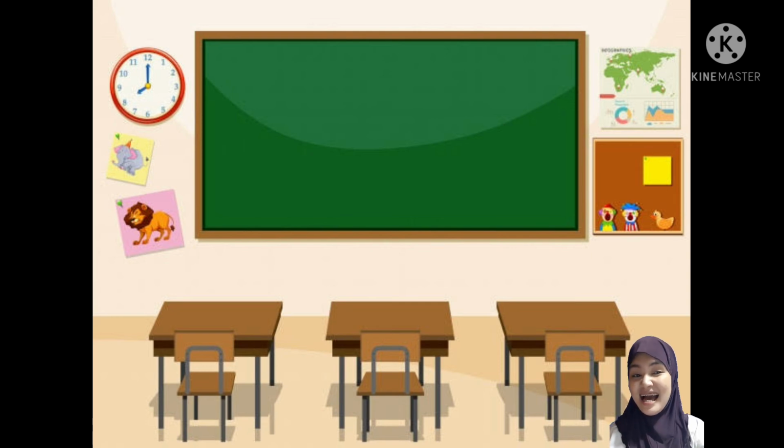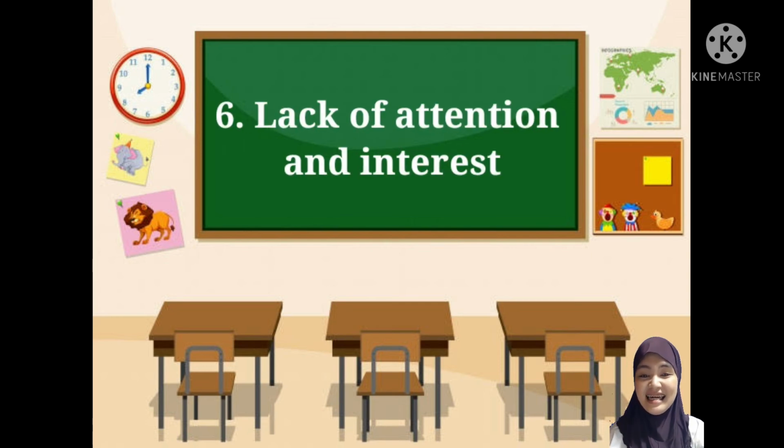Number 6, lack of attention and interest. What's your answer? That's correct. It's a psychological barrier. If the receiver loses interest and attention, the decoding process might not be achieved successfully, thus causing the communication process to fail.